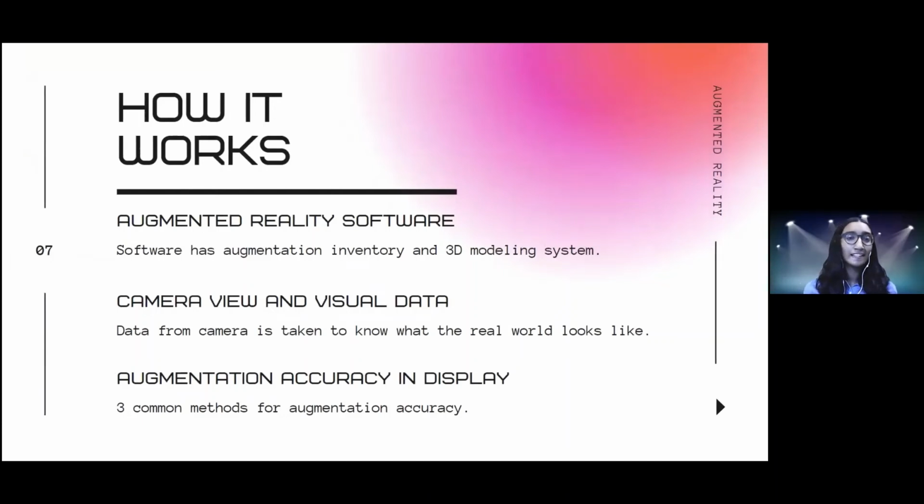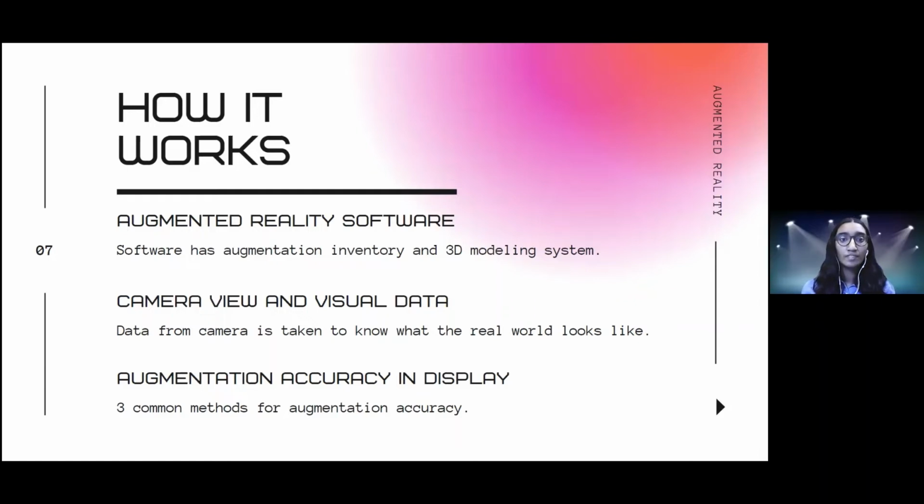So now we're going to get into a little more detail about how augmented reality works. First off, you would need an augmented reality software in order for the whole thing to function. These softwares are usually coded in C, C#, C++, and Java, which are all types of coding languages. These softwares have an inventory that has either pre-made augmentations or an inbuilt 3D modeling system, which allows the users to create any objects that they want on their own.